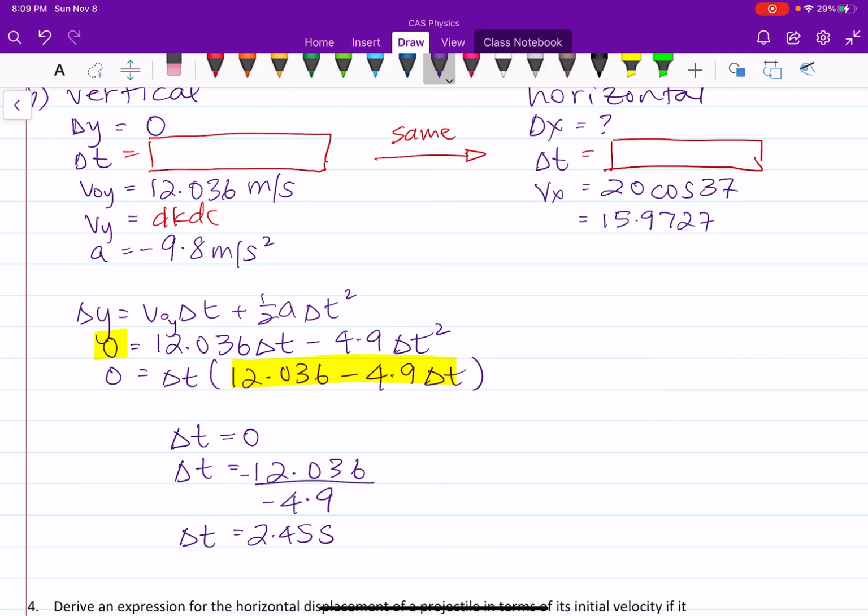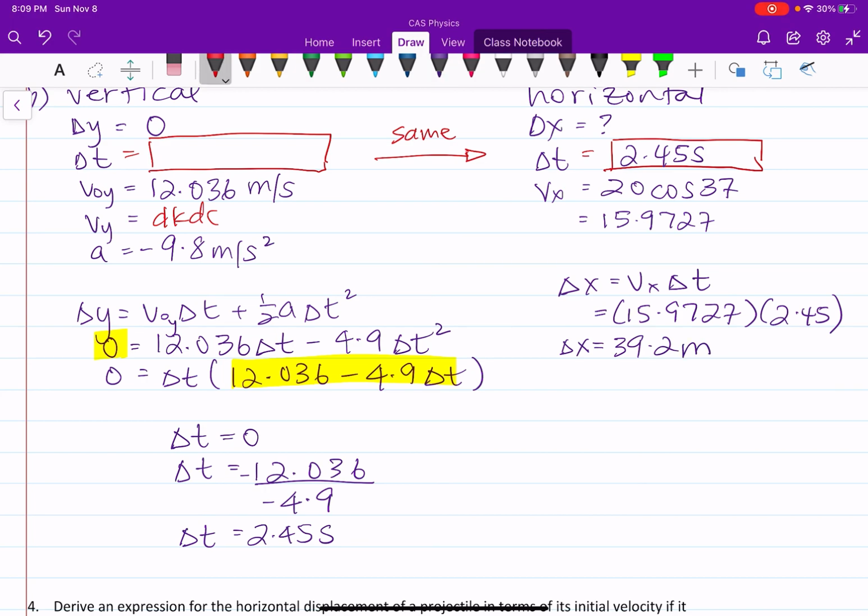Okay, and then putting that in here, 2.45 seconds, and using the equation delta x equals Vx delta t, this equals 15.27 times 2.45. When we solve it, we get delta x equals 39.2 meters, which is the answer. And so that is how far the football is horizontally from where it was kicked.